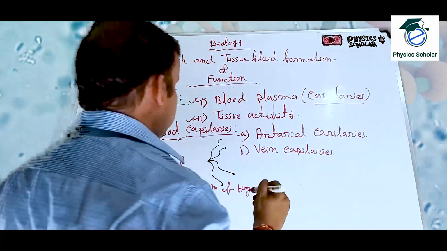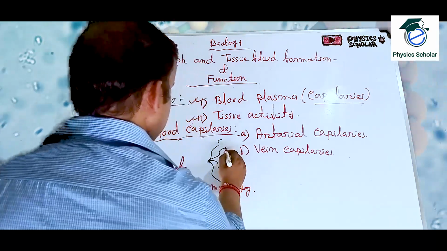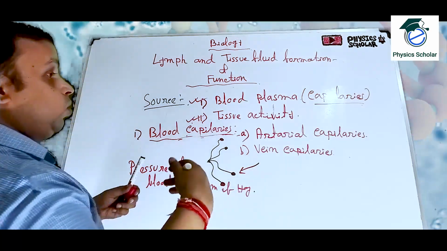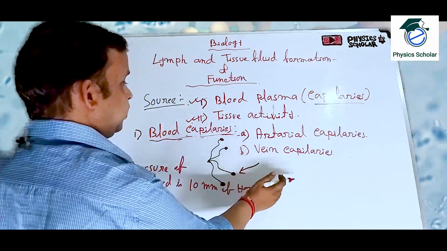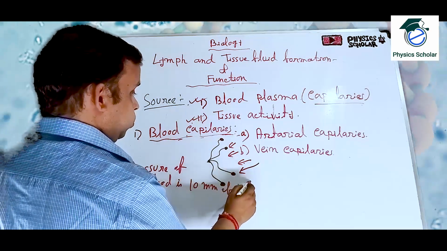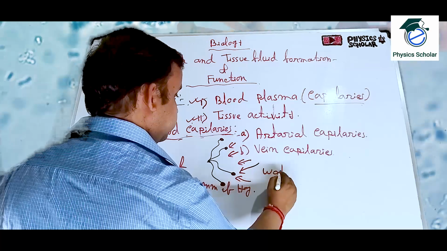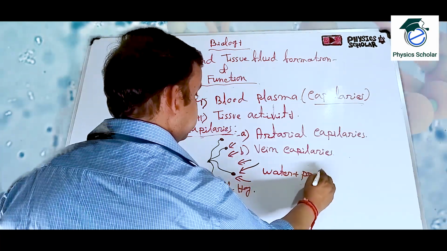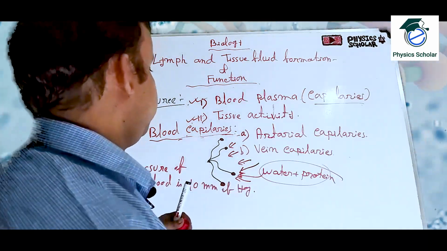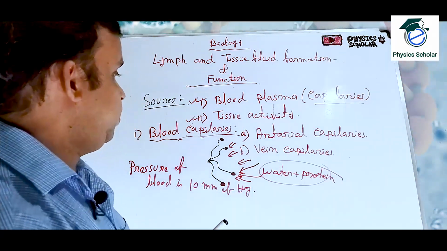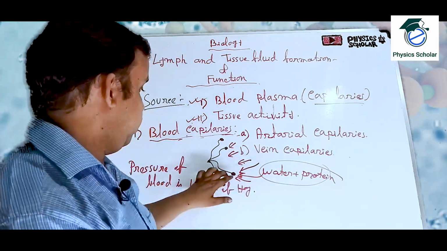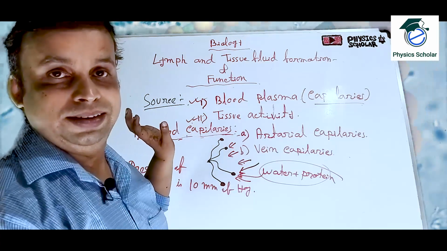So what will happen? Now the pressure of blood is less. So what will happen? Now there will be also a difference between the internal pressure and the external pressure of the tissue fluid. So what will happen? The water plus protein will re-enter inside the plasma or inside blood. Plasma means the blood, clear? So that means through the vein capillaries the water and protein will re-enter inside the what? Capillaries of the vein, clear?